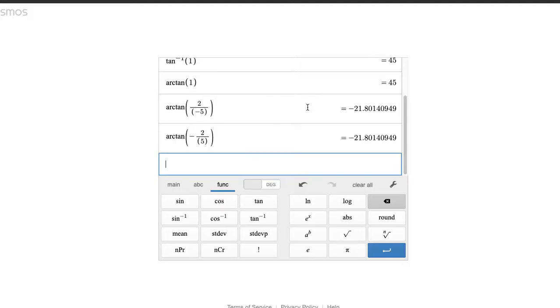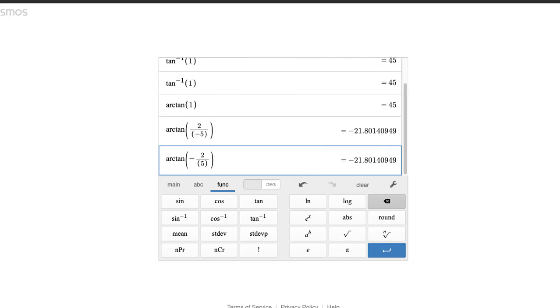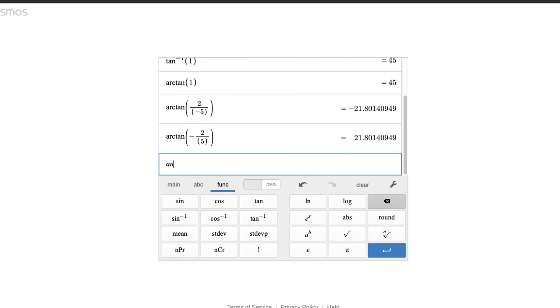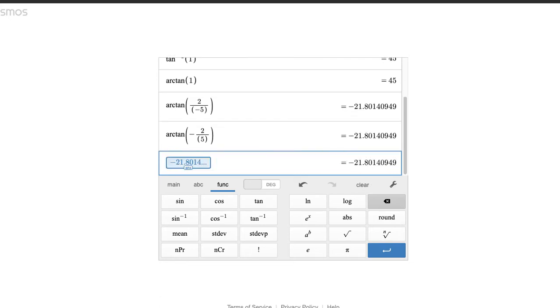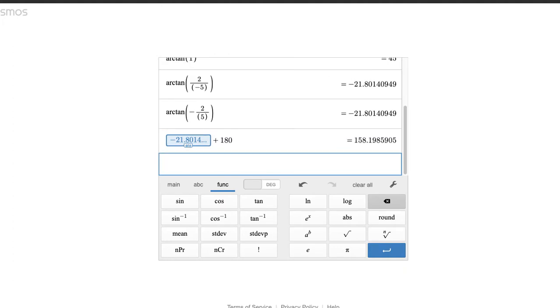So I had -21.8. If I do answer, look, I'm going to type in AN as soon as I type in S. Answer, that's the last answer. And I add 180 to that. That is the actual answer, which is 158.19. I'm just going to say 158.2.